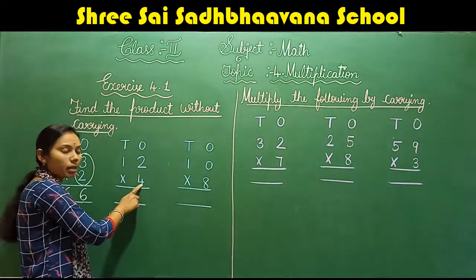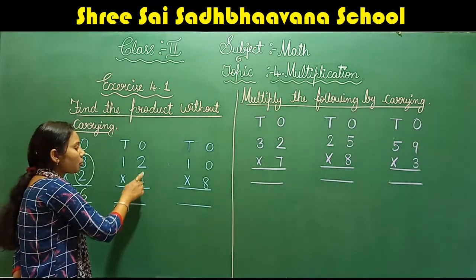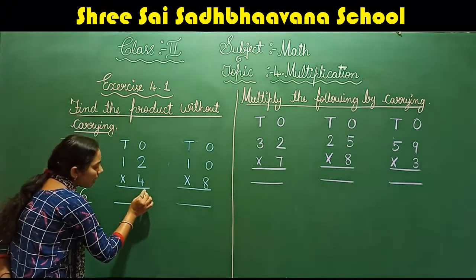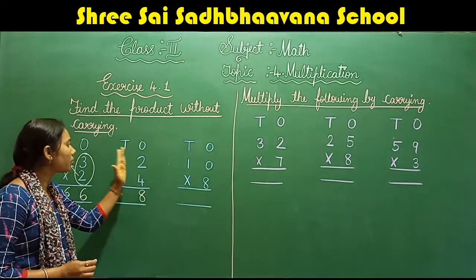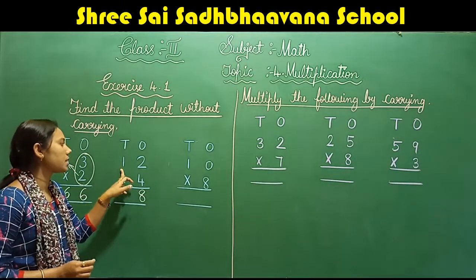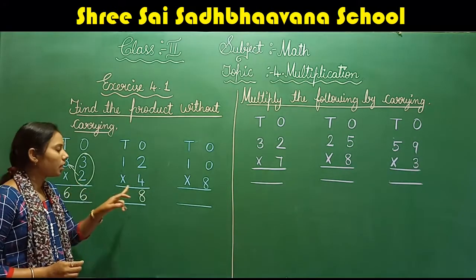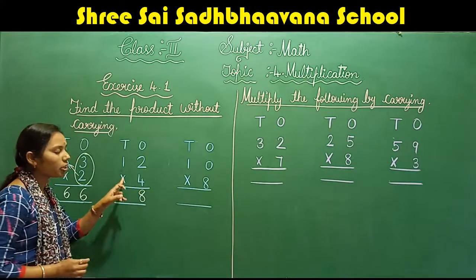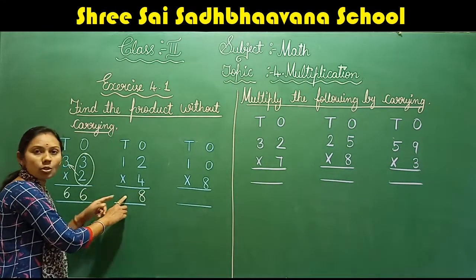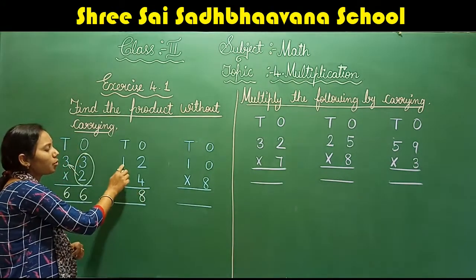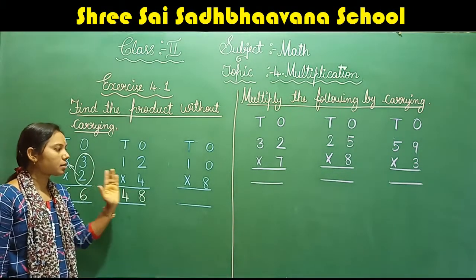The first step, you are going to multiply the ones place, that is 2 and 4. So 4 twos are how much? 4 twos are 8. The first step you have finished, that is the ones place we have completed. Now we want to multiply the tens place. In the tens place we can see the number 1. This 1 we have to multiply by 4. That is 4 ones are 4. Where do you have to write that 4? As we are multiplying in the tens place, the answer we are going to write in the tens place. That is 4 ones are 4. Understood?